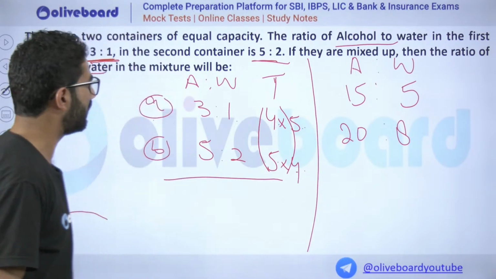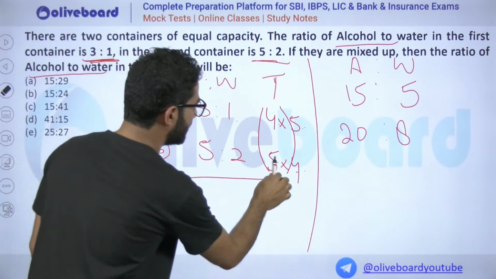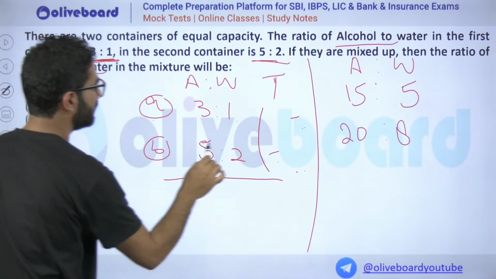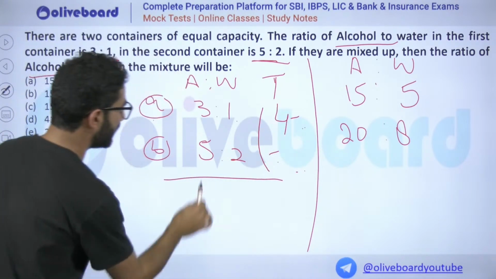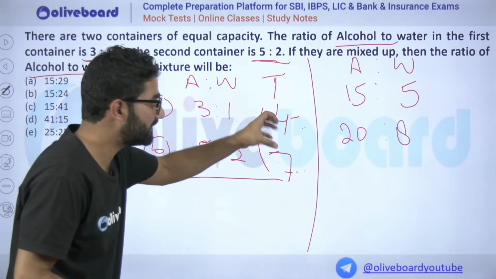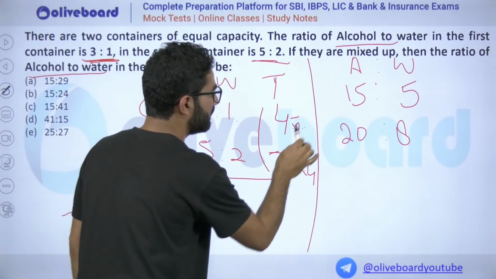Four part and 7 part. Okay, see where I made the mistake. Sorry, it is not 4, it is 7. You told me late. 5 and 2 will be 7. So we are going to find the LCM between 4 and 7, that will be 28. Multiply it with 4, multiply it with 7.